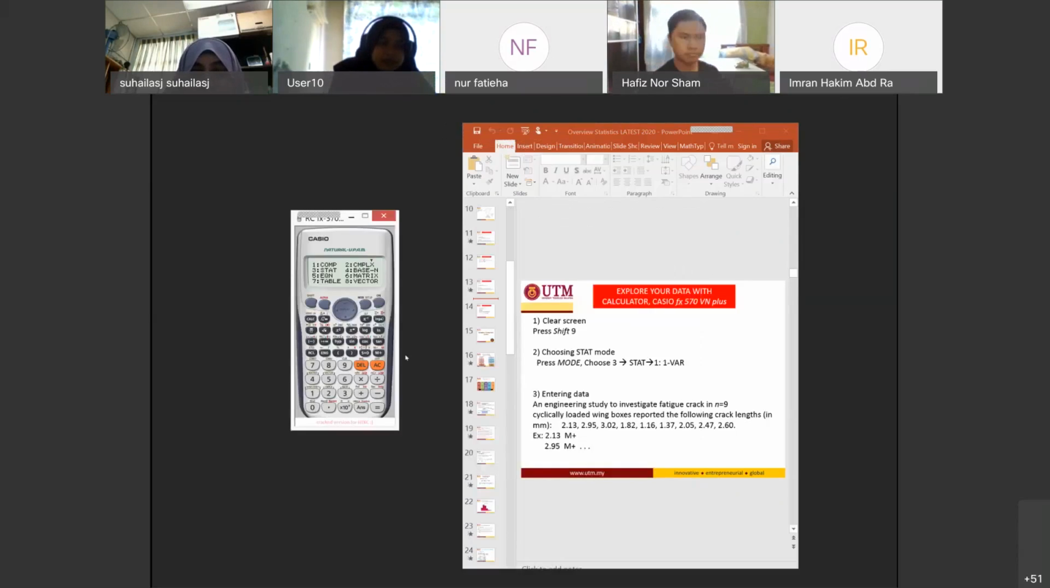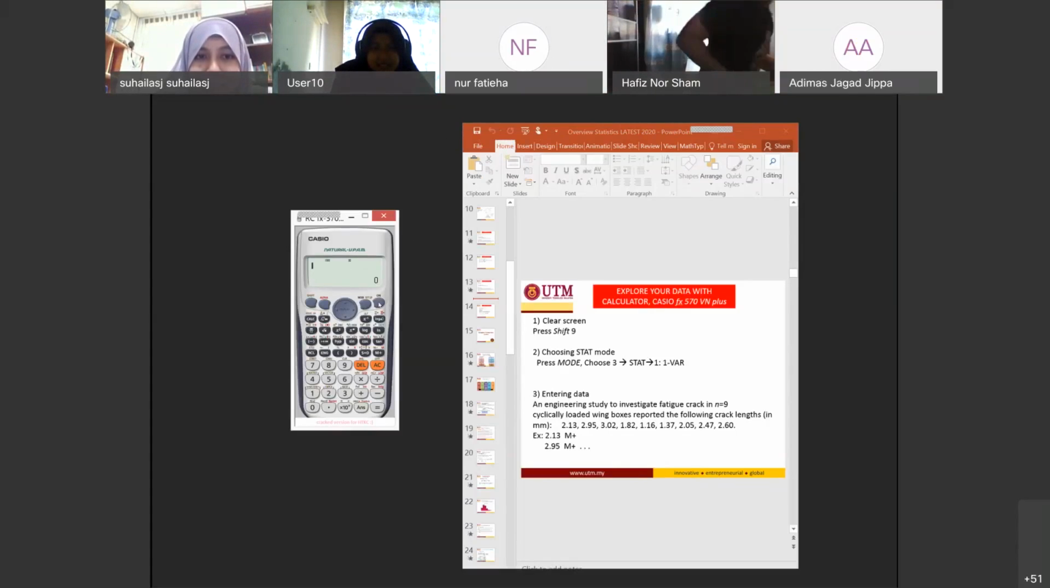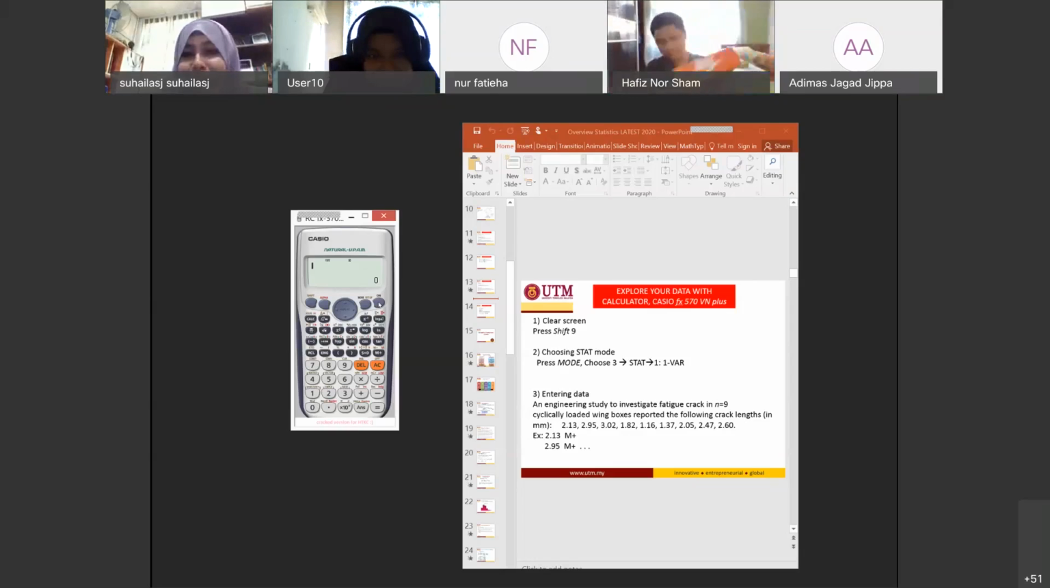Can you see both? Can you see both the calculator and also my slide? Yes, can see. Does anyone use this one, the VN Plus? Anyone? That's my lecturer. Okay, I use it. I don't have the ES manual, you can find it on YouTube, I think.